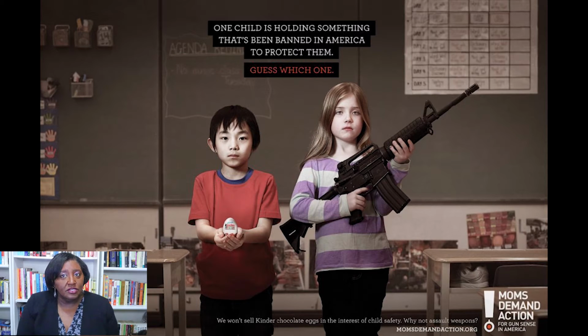This image is also using a design element called juxtaposition. Juxtaposition is placing two items next to each other to encourage comparison. Here, the gun is juxtaposed with a Kinder Egg. The children are also in juxtaposition. One is juxtaposed with the egg and the other is juxtaposed with the gun. The children are not smiling to indicate the seriousness of the issue.